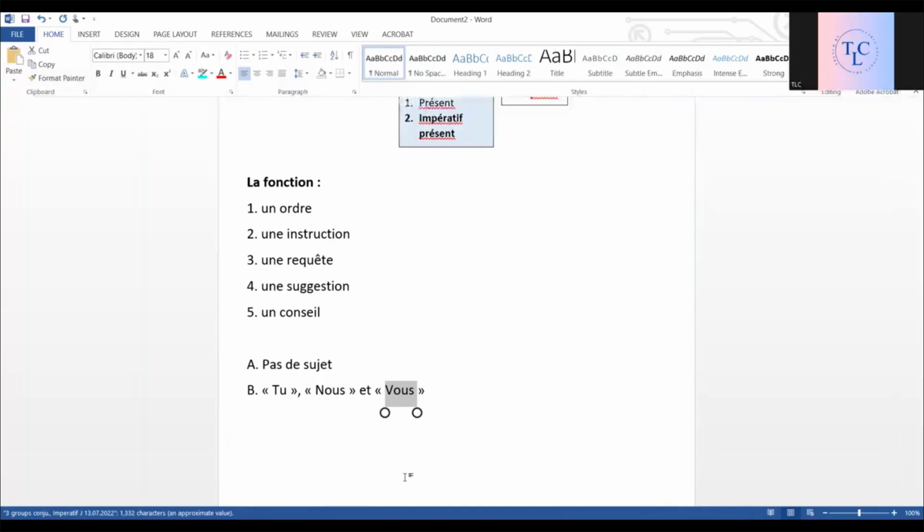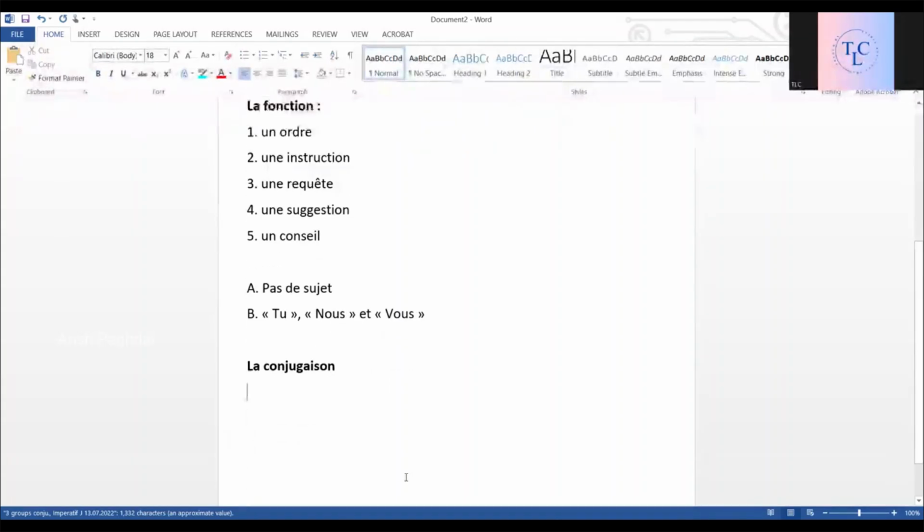Nous, because we say, let's go, let's talk, let's eat at a restaurant. So I'm talking to we, I'm talking to us. So it can be used in only three forms: tu, nous, and vous forms. So its conjugation will also be in these three forms. La conjugaison is not very difficult because it is like the present tense.